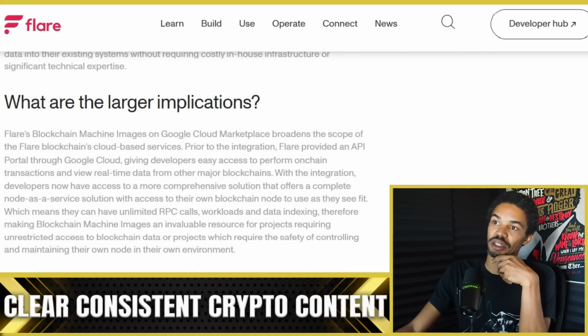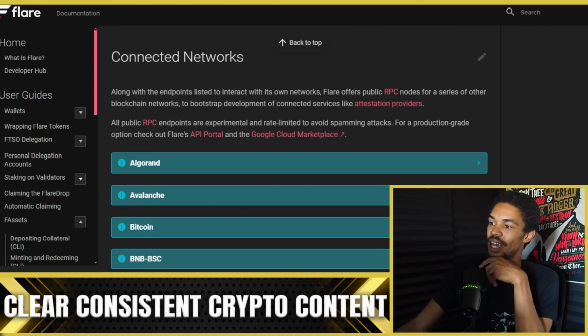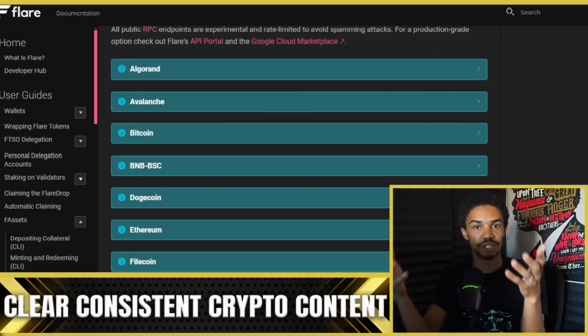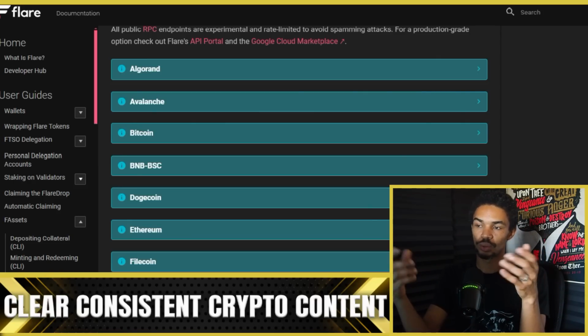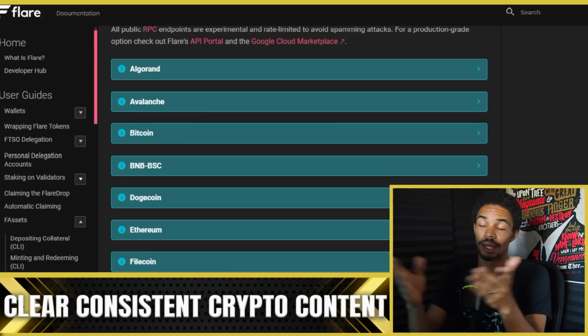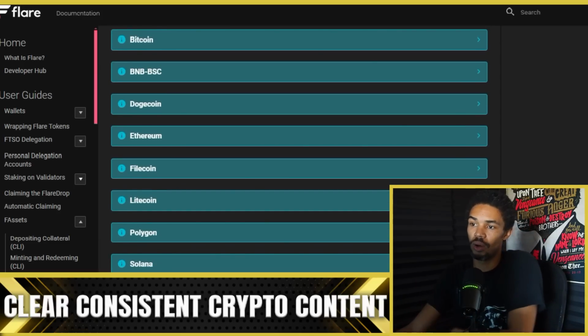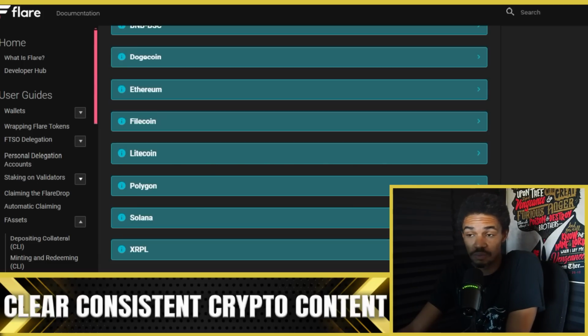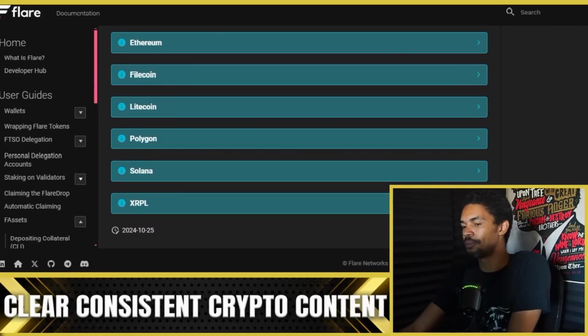And it took me a little bit of digging to find this list, but it has been updated as of the 24th of this week. And as you can see here, these are the connected networks. So with this new blockchain machine imaging, developers through the Google Cloud Marketplace will be able to set up nodes on these networks. And as you can see, Algo, Avalanche, Bitcoin, BNB, Doge, shocking. Doge has a level of utility. A lot of people don't talk about it, but it was originally built into the code. It really was. Ethereum, Filecoin, Litecoin, Polygon, Solana, and the XRP ledger.